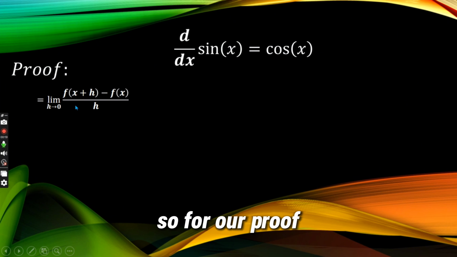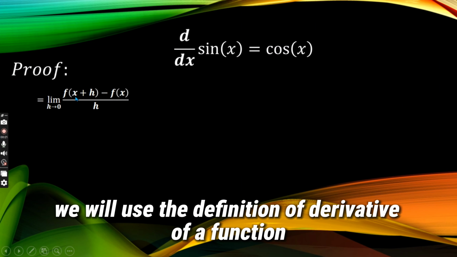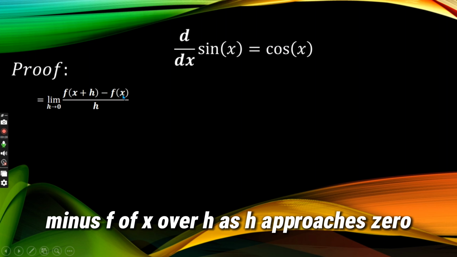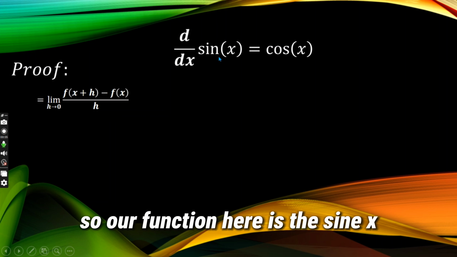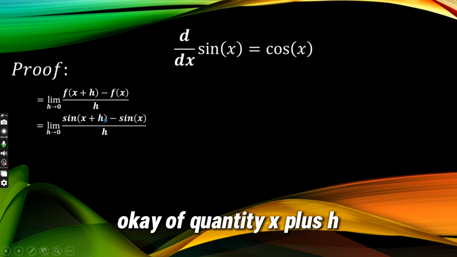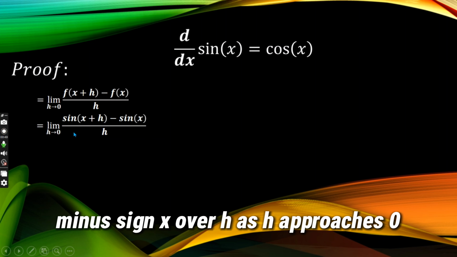For our proof, we will use the definition of the derivative of a function. So we have the limit of f of quantity x plus h minus f of x over h as h approaches 0. Our function here is sine x. Okay, let's proceed. The limit of sine of quantity x plus h minus sine x over h as h approaches 0.